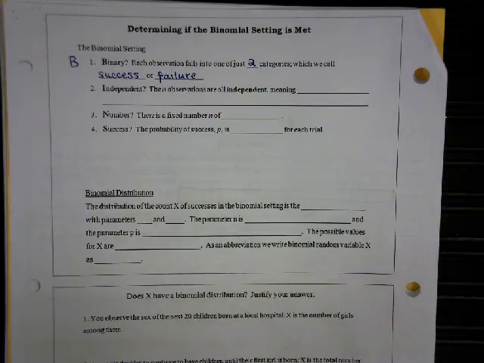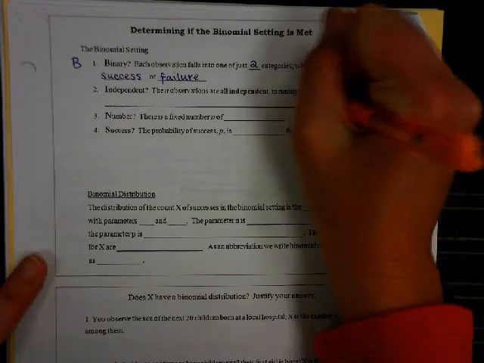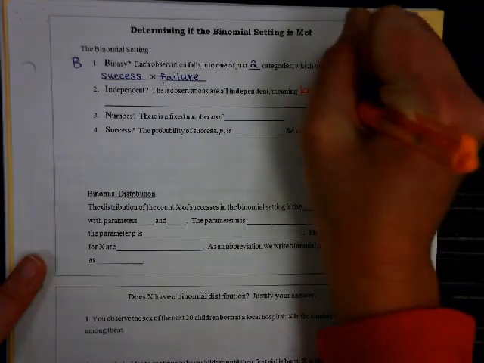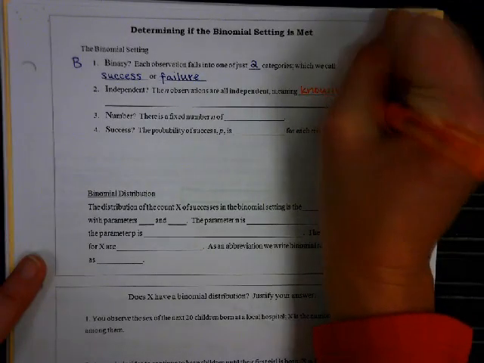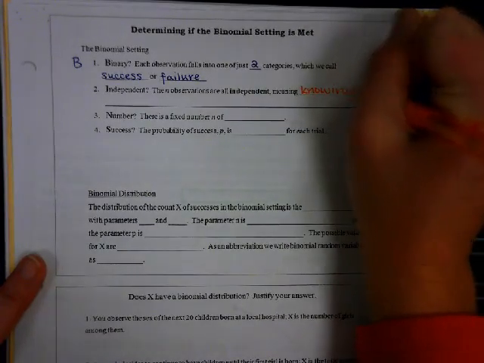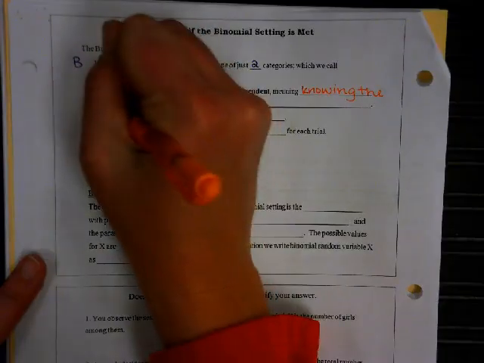I, independent. The n observations are all independent, which means knowing the outcome of one trial has no effect on the next.